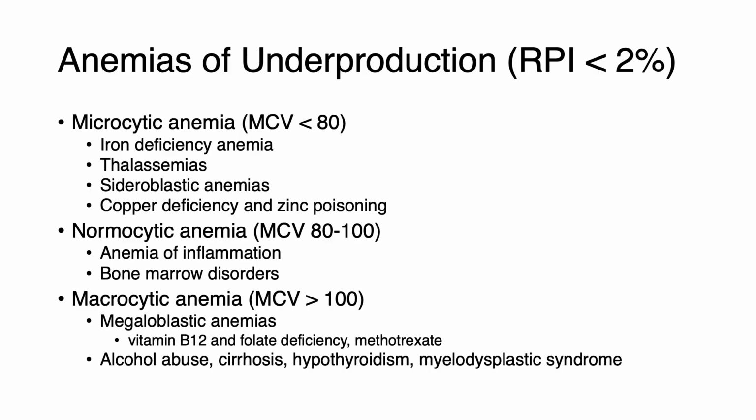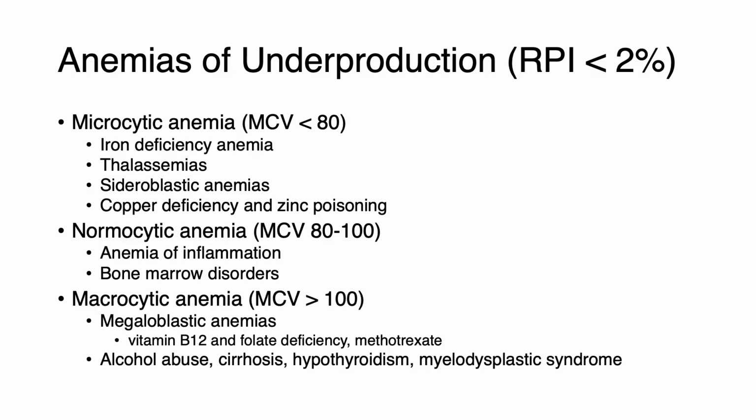So if you see an MCV less than 80, we call that microcytic anemia. And there's very specific things, iron deficiency being the number one. But also think about thalassemias, sideroblastic anemias, copper deficiency, and zinc poisoning.